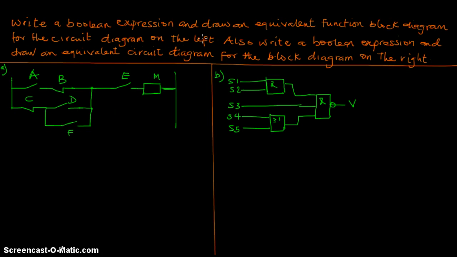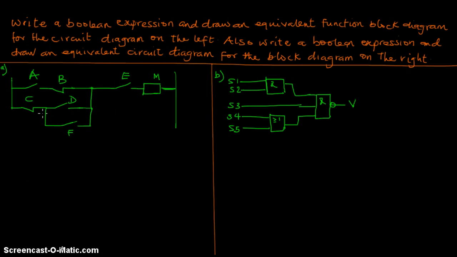Write a Boolean expression and draw an equivalent function block diagram for the circuit diagram on the left. Also write a Boolean expression and draw an equivalent circuit diagram for the block diagram on the right. So here we have two diagrams, one on the left and the other on the right. A circuit diagram here and a function block diagram. But first, for this video, we'll focus on the circuit diagram and function block diagram, and then we'll try to have a Boolean expression for this.